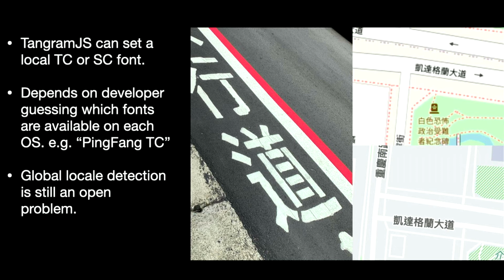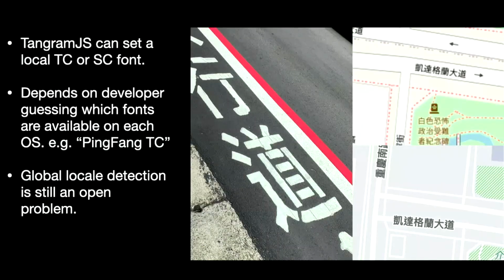So it's not a global solution. It won't work if you have more than one locale on one map and you need to have some of them be some way and the other is a different way. But you can see that in the bottom right, I'm using Tangram, and that uses the 13-stroke version, which matches the one that is used on street signs.